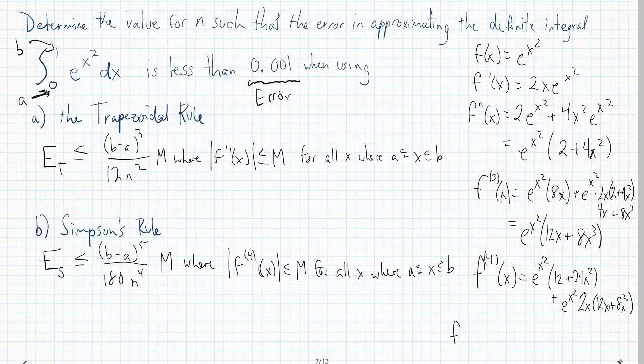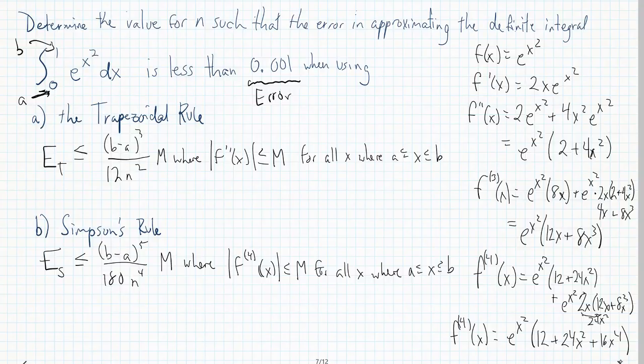So notice that means our fourth derivative, and now we have all four derivatives that we need on this, equals e to the x squared. Notice the 12 will remain the same. Notice when we multiply 2x times this, we get 24x squared. Okay, so plus 24x squared. And then the 2x times the 8x cubed would be a 16x to the fourth.